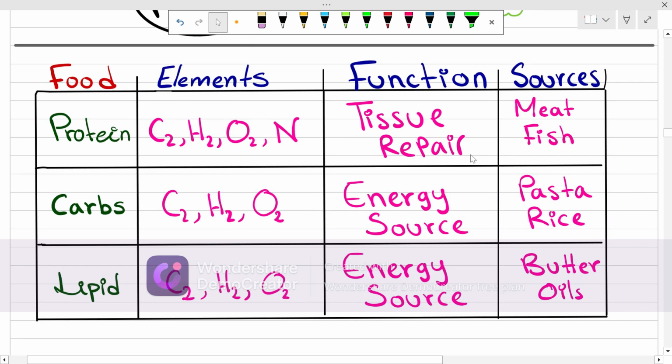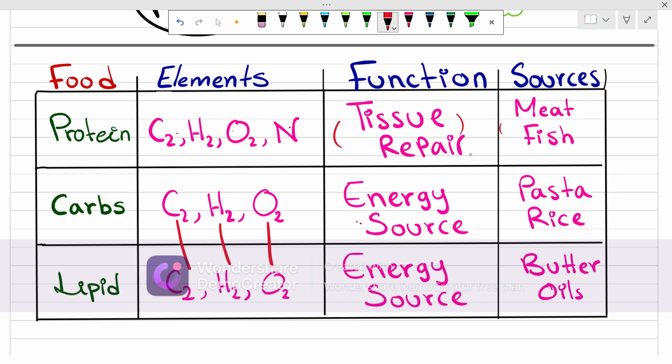This is a summary of everything taken up till now. Food, its elements, its function and sources. Protein, carbohydrates, and lipids. Elements present in protein are carbon, hydrogen, oxygen, and nitrogen, sometimes sulfur. Function is tissue repair. The sources of protein are meat and fish. Carbohydrates and lipids have the same elements: carbon, hydrogen, and oxygen. Both act as an energy source. Sources of carbohydrates are pasta, rice, potatoes, etc. Lipids are butter, oils, nuts, etc.